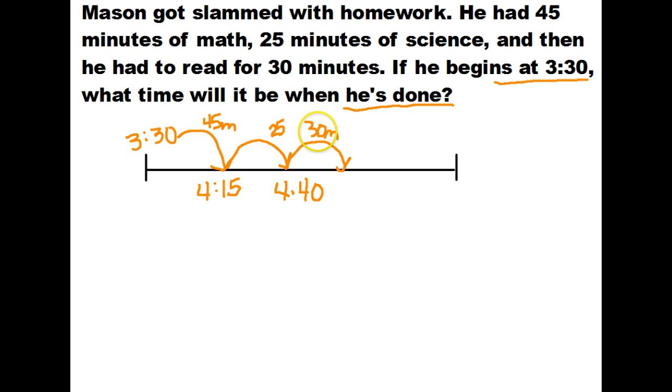4:40 plus 30 minutes. Well, 4:40 plus 20 minutes will take me to 5 o'clock. That leaves 10 minutes left over, and that will leave me at 5:10. So if he starts at 3:30, he will be finished at 5:10.